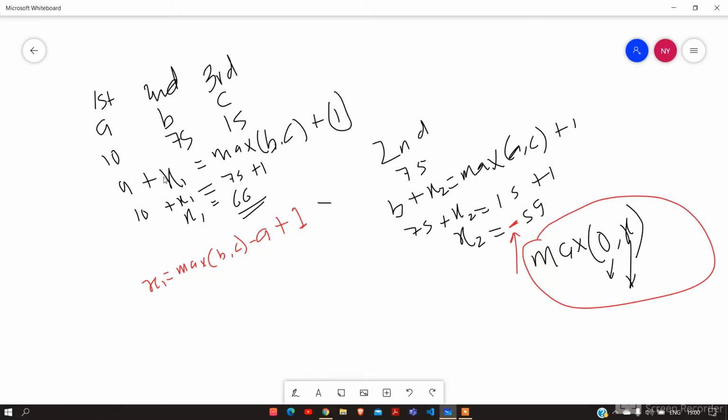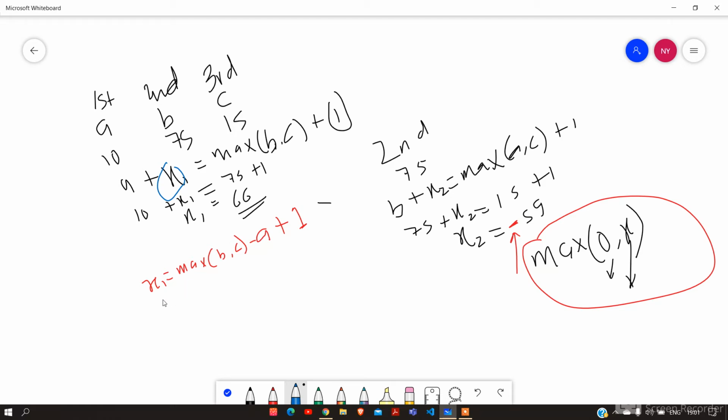Let's suppose x1 is the number of votes that should be added to A so that it becomes strictly greater than B and C. So we can write A plus x1 equals max of B comma C plus 1. Here this 1 is because A plus x1 has to be strictly greater than B as well as C. So here A is 10, max of B comma C is 75, and plus 1. So we will get x1 equals 66.